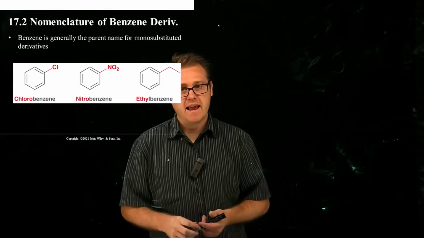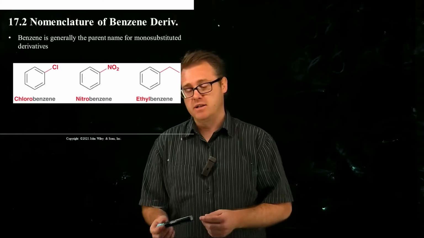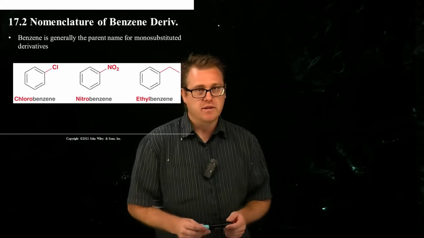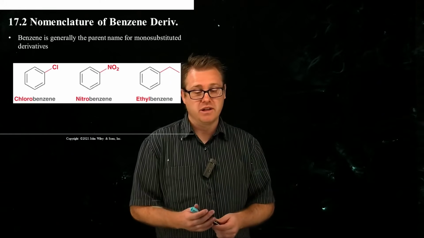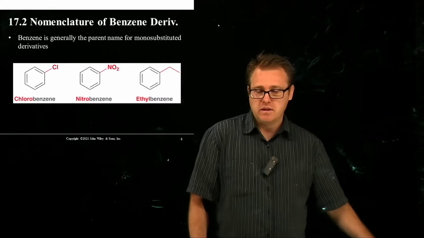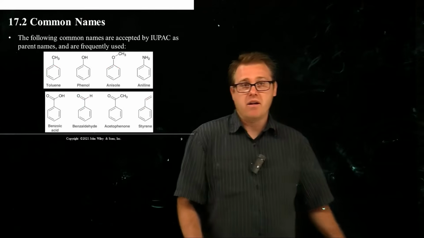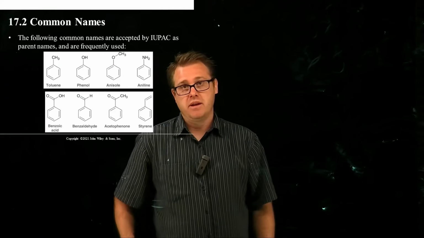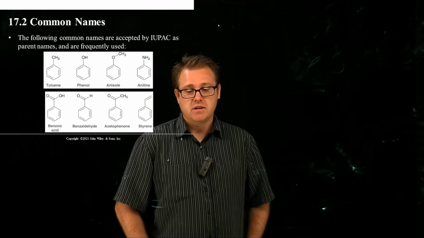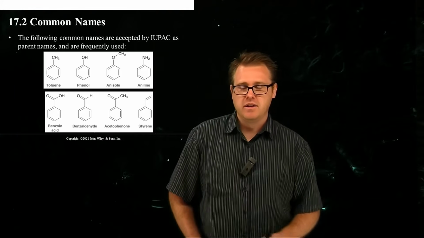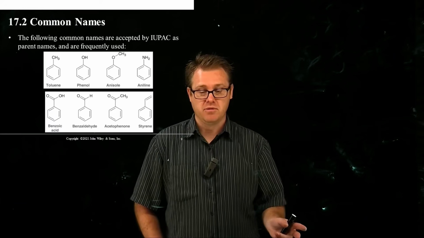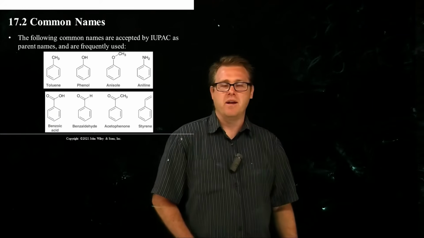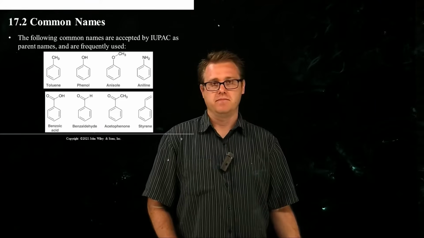You see in the next example, there's a nitro group, so we call it nitrobenzene. When there's an ethyl group, we call it ethyl. Pretty simple nomenclature, right? But then there are some monosubstituted benzene molecules, such as toluene. Now, when you look at toluene, you see that there's one substituent and it's a methyl group. So why don't we call it methylbenzene?